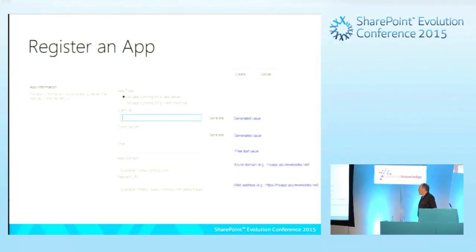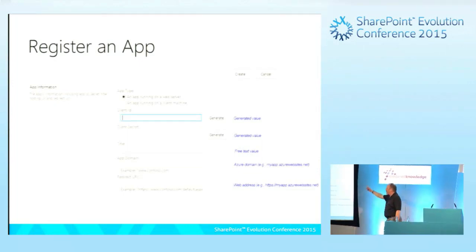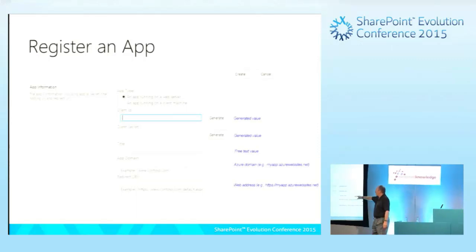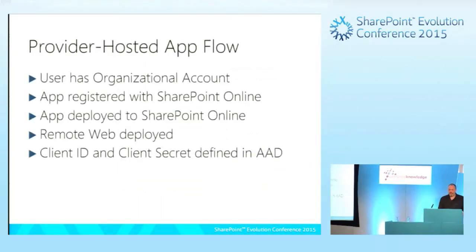Here's how it looks. The ID is a GUID, the secret is a base64 encoded hash of some kind, I can't remember how they do that. I give it a title and basic information here. I'm not going to dwell on that. We'll just keep moving through.